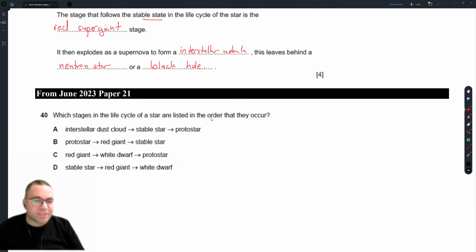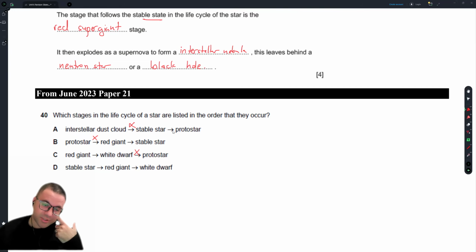Finally, which stages in the life cycle of a star are listed in the order that they occur? So we just need to memorize the stages. Interstellar dust cloud, that's good. Stable star, no. These should have been flipped, so no. Protostar to a red giant? No, protostar turns into a stable star, so no. A red giant turns into a white dwarf and then a protostar. What? No. A stable star turns to a red giant, that's correct. And a red giant leaves behind a white dwarf, that's correct. So D.